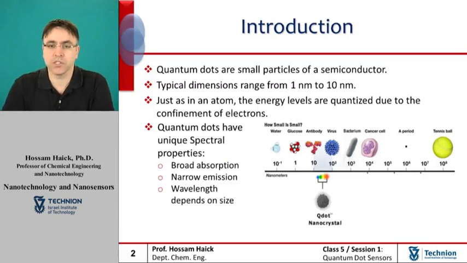Quantum dots are small semiconducting particles with typical sizes that range from 1 nanometer to 10 nanometers. Quantum dots are artificial clusters of semiconductive atoms that have the ability to confine the electron's motion due to their small size.